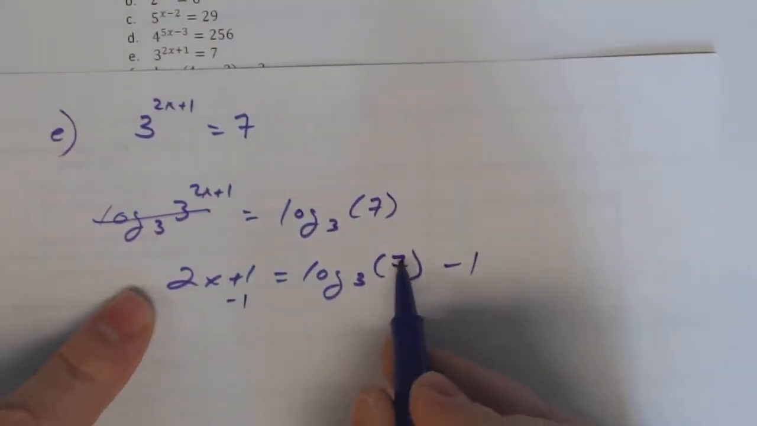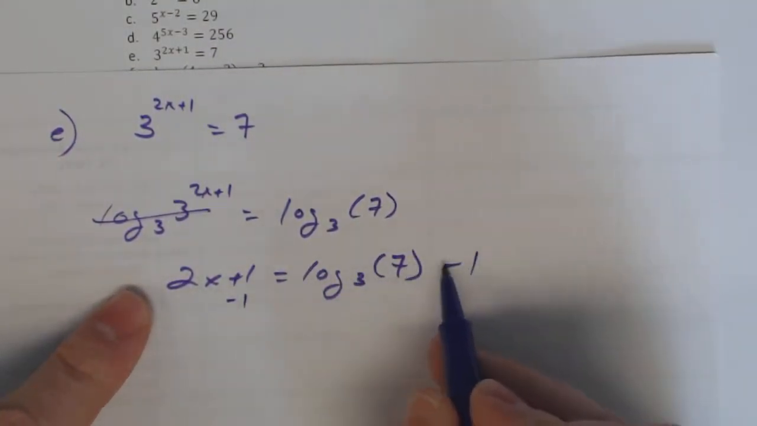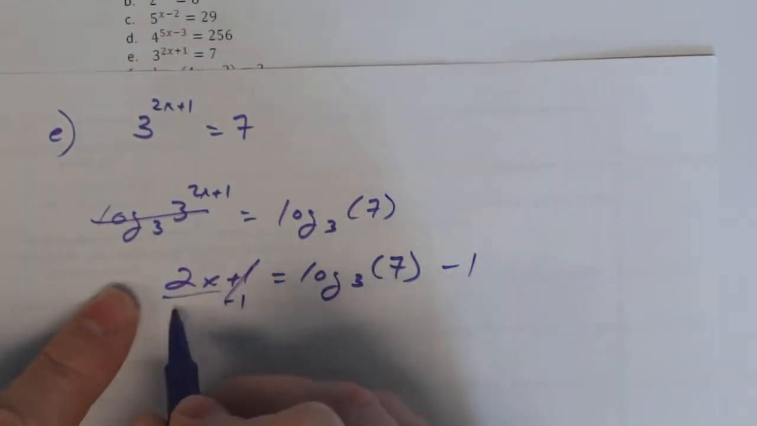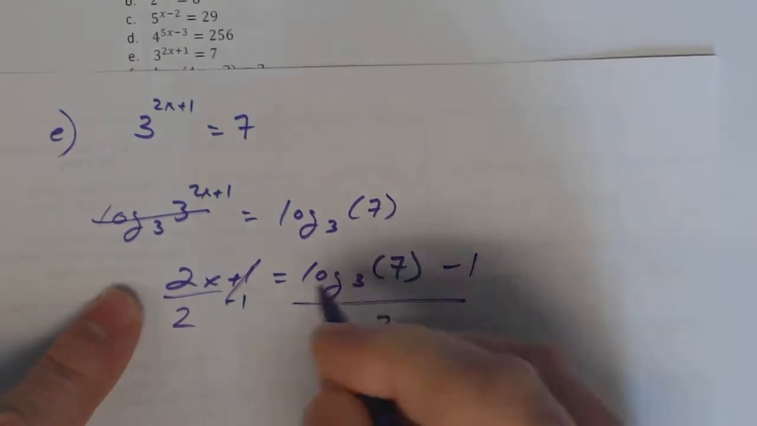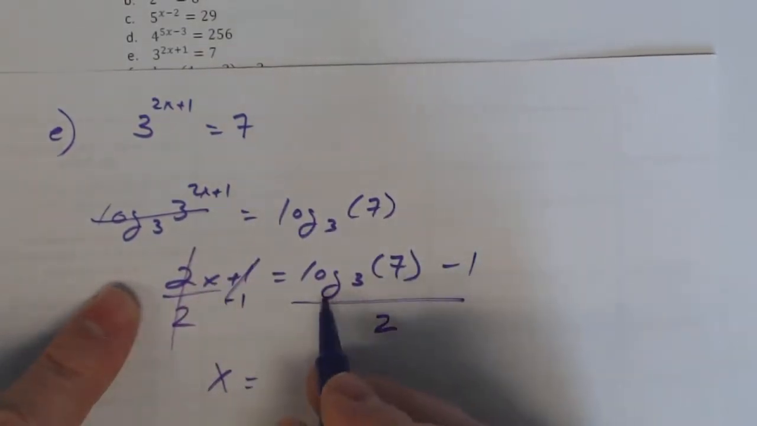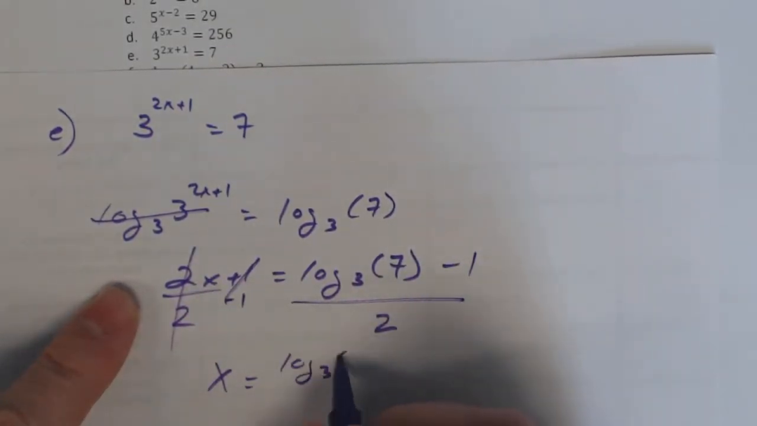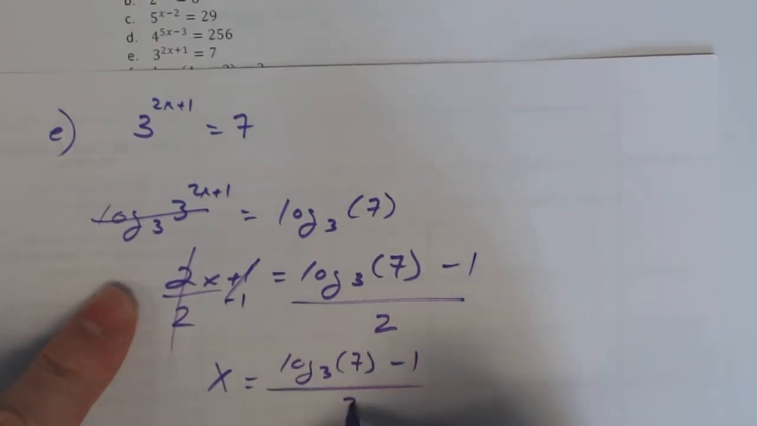Now I'm not going to. This is the number by itself. You don't say 7 minus 1 or anything like that. This is in parentheses. You don't screw with it. And then divide by 2. You divide all that by 2. So x is equal to log base 3 of 7 minus 1 all over 2.